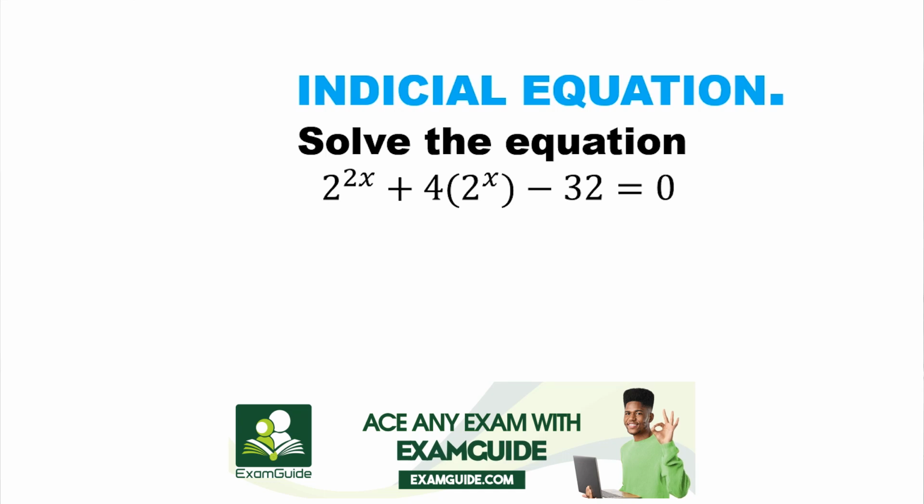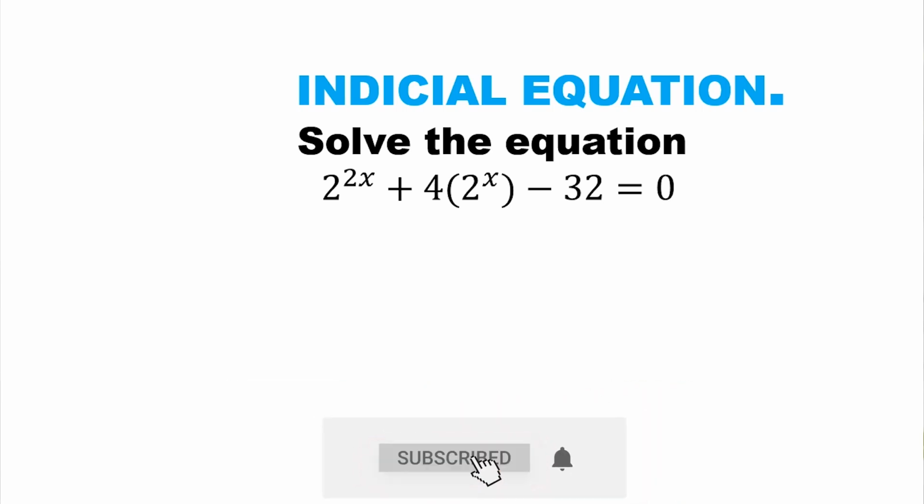Next, indicial equation. This one is different from this. This is the type that will always form a quadratic equation. Thank God we have a good knowledge of quadratic equations. Now let's make this look fun, and it's easy. Just play with it. So we're going to have 2 raised to power 2x plus 4 into 2 power x minus 32 equals 0.